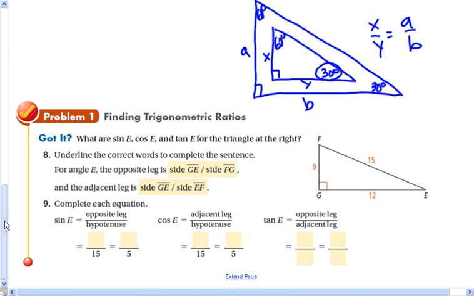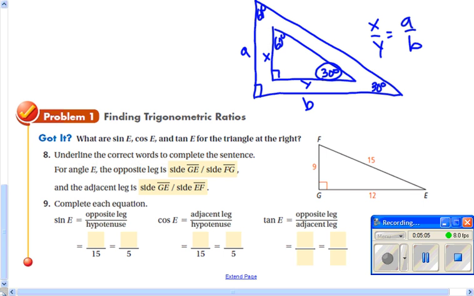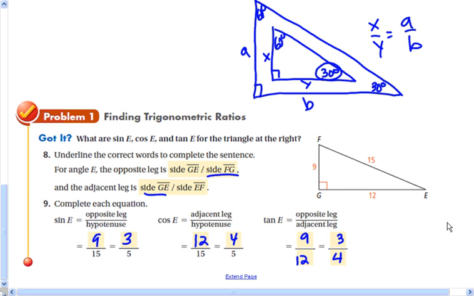So what are the sine E, cosine E, and tangent E for the triangle? Go ahead and see if you can figure it out. I'll pause here. All right, how'd you do?